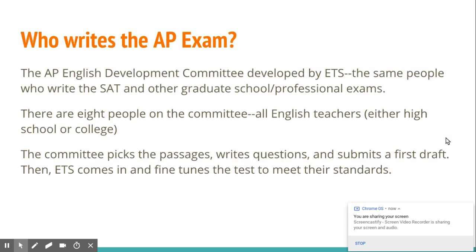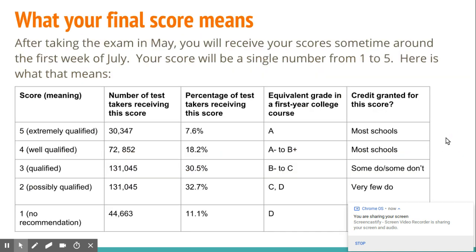In terms of who writes the AP exam, these are all done by English teachers, either high school or college. They're all people who have also written the SAT and other graduate school or professional exams. What those 8 people on the committee do is they go through, they pick the passages, they write the questions, and they will submit the first draft. From there, ETS, which is just the College Board's testing committee, comes in and they fine-tune the test to make sure that it meets their standards.